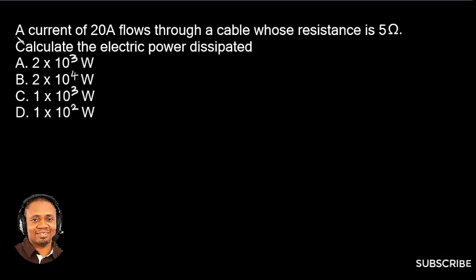This is question 40, JAMB Physics 2018, and the question goes thus. A current of 20 amps flows through a cable whose resistance is 5 ohms. Calculate the electric power dissipated. This is a very straightforward calculation with a simple formula, which is P, the electrical power, is equal to the square of the current times the resistance measured in ohms.